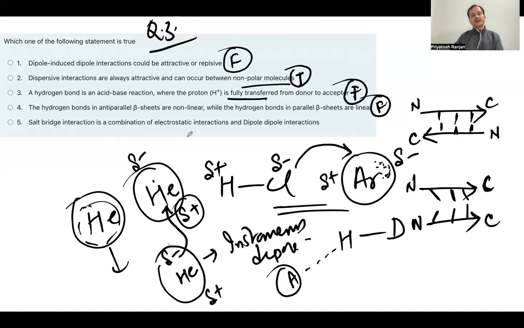Salt bridge interaction is a combination of electrostatic interactions and dipole interactions. A very important interaction in the stability of the three-dimensional state of a protein molecule. It's a combination of electrostatic interactions, true, but not dipole-dipole. It's a combination of electrostatic interactions and hydrogen bond. So the correct option is going to be the true one, the second one.